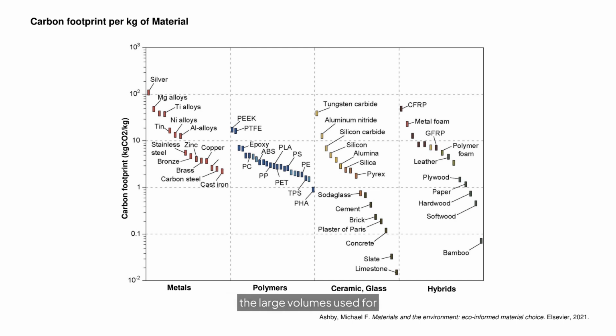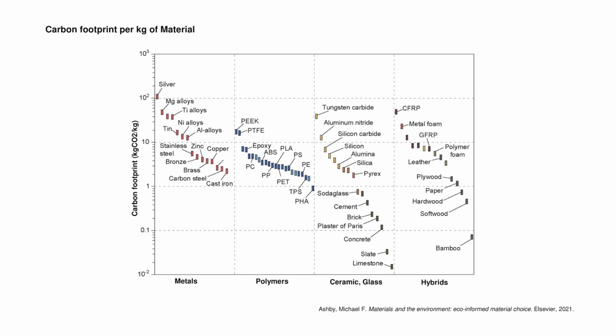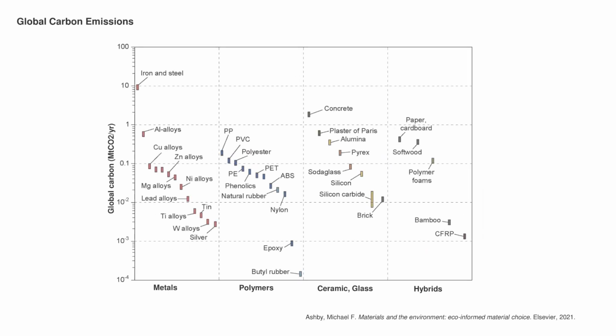Although concrete belongs to the lower emission category, the large volumes used for foundations and structural systems significantly increase the overall carbon footprint. Hybrid composites have footprints that combine those of their ingredients. For example, a fiberglass panel carries emissions from producing both the glass fibers and the resin. The takeaway is that per unit mass, materials like aluminum and plastics are very carbon intensive, whereas concrete is relatively low per kilogram material, though we use concrete in enormous amounts.